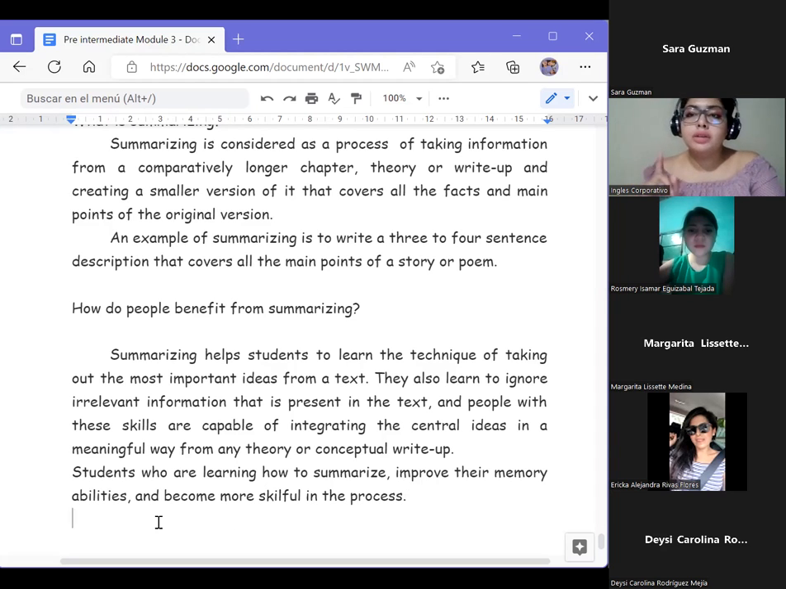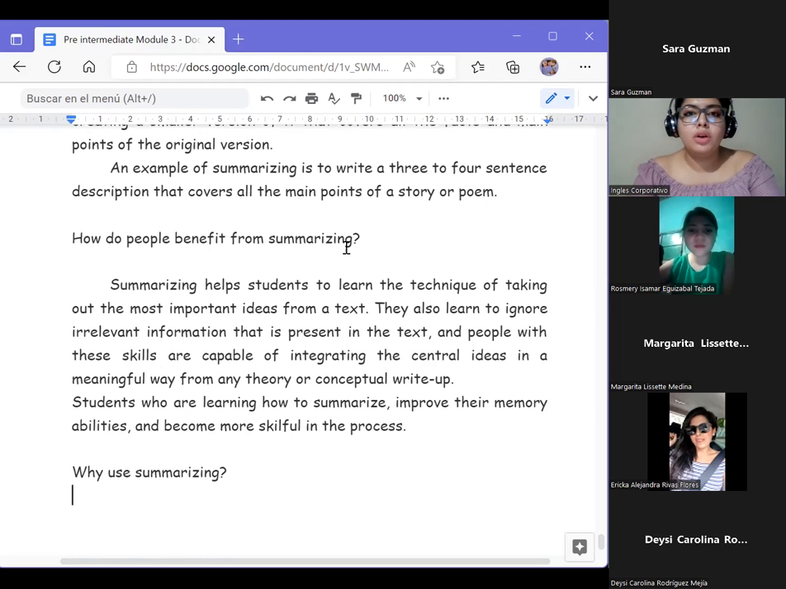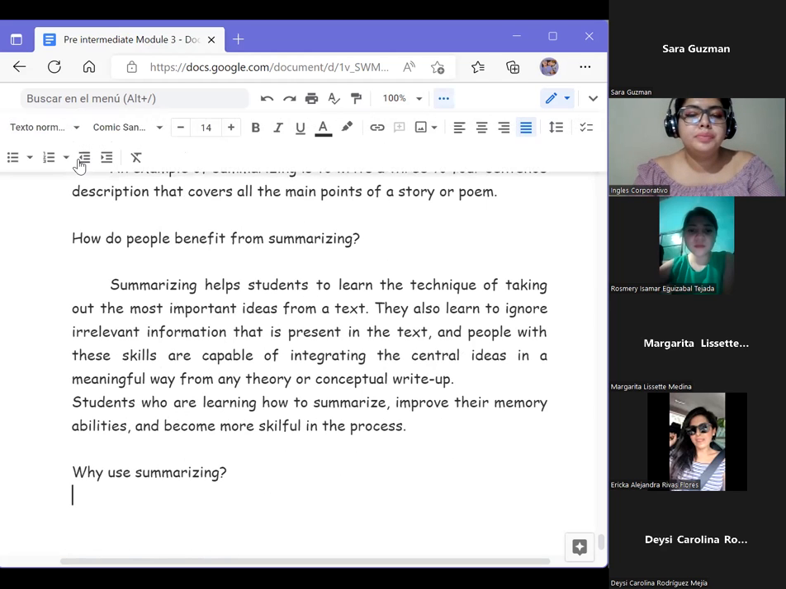Then, why use summarizing? Why do we need to use this strategy in school, in jobs, in all of those spaces that we have? We're going to know why it is important to use summarizing. So we're going to divide this one.